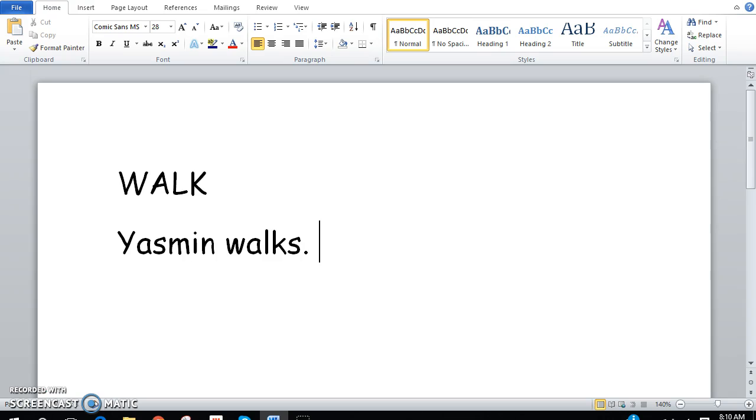Yasmin walks. So now the main verb is obviously walks. So this is the simplest possible sentence. Yasmin walks, okay? But sometimes we want to say it in a different way. This is a correct way to say it, but we can also say Yasmin is walking, right? Now, the main verb is still walking because that's what you are doing, walking. The auxiliary verb is is, because it's helping you explain what you're doing, okay? Does that make sense?